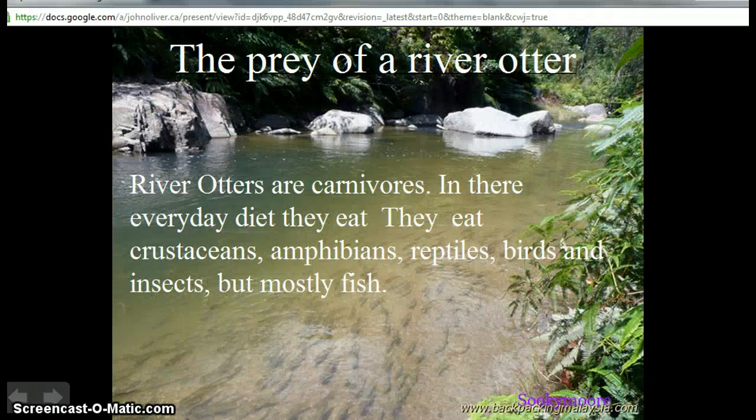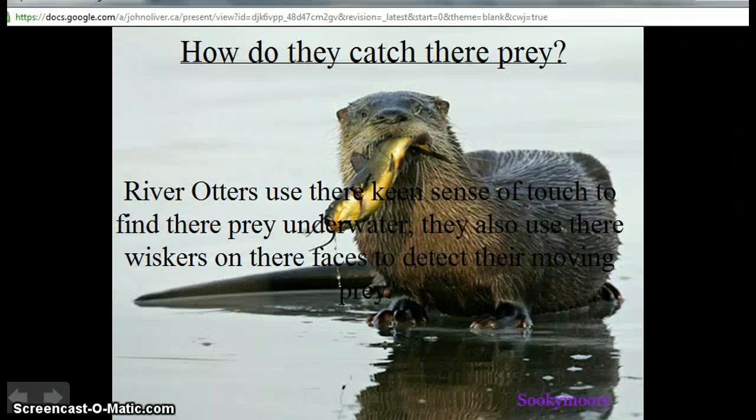The prey of a river otter. River otters are carnivores. In their everyday diet, they eat crustaceans, amphibians, reptiles, and birds and insects, but they mostly eat fish. How do they catch their prey? River otters use their keen sense of touch to find their prey underwater. They also use their whiskers on their faces to detect their moving prey.